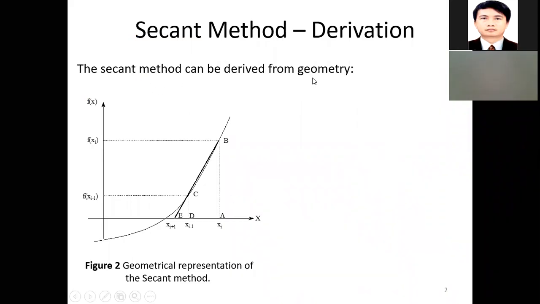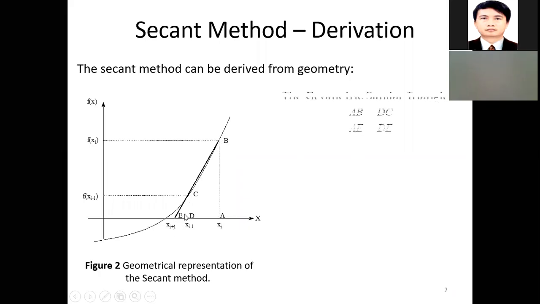The secant method can be derived from the geometry. Let's say initially this curve represents the behavior of a given function, and we're given two points, which we can label as x sub i minus 1 and x sub i. From these, we can determine the values of f of x sub i minus 1 and f of x sub i by simply substituting these two values into the given function. By connecting these two points and projecting the line, we get an intersection between this line and the x-axis. We can label that point of intersection as x sub i plus 1.